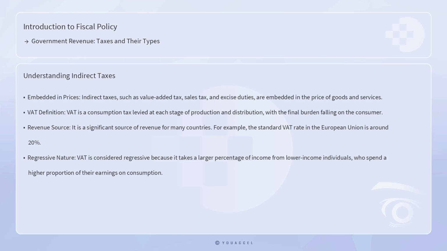Indirect taxes, such as value-added tax, sales tax, and excise duties, are embedded in the price of goods and services. VAT is a consumption tax levied at each stage of production and distribution, with the final burden falling on the consumer. It is a significant source of revenue for many countries. For example, the standard VAT rate in the European Union is around 20%. VAT is considered regressive because it takes a larger percentage of income from lower-income individuals who spend a higher proportion of their earnings on consumption.